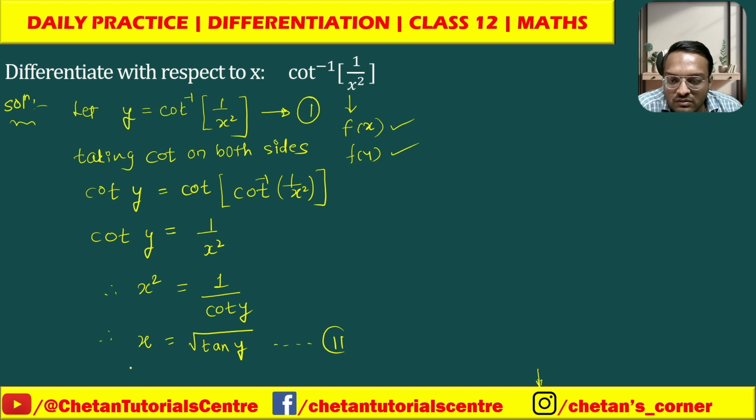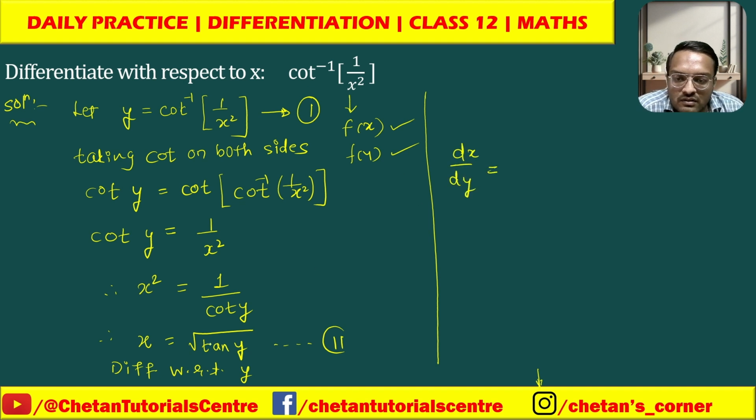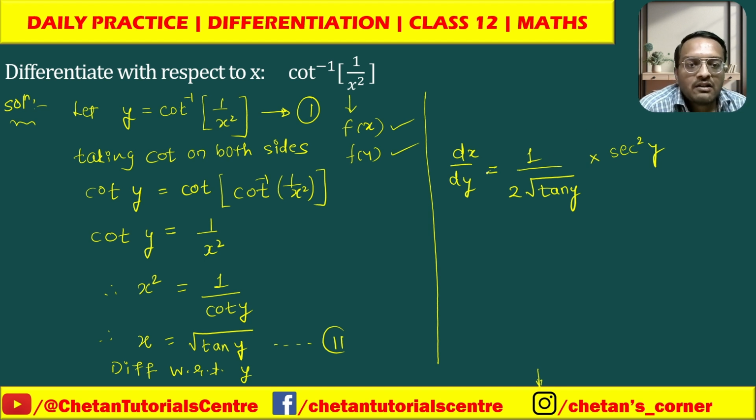Now I will differentiate equation 2 with respect to y. So what I will get? Dx by dy is equal to, now this is a composite function. So in this way I will differentiate. Derivative of root tan y will be 1 upon 2 under root of tan y. Now I will multiply this whole term with derivative of tan y. Derivative of tan y is secant square y. So in this way I have obtained the value of dx by dy.